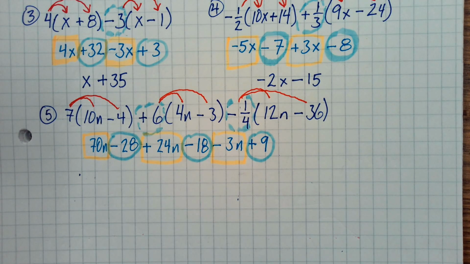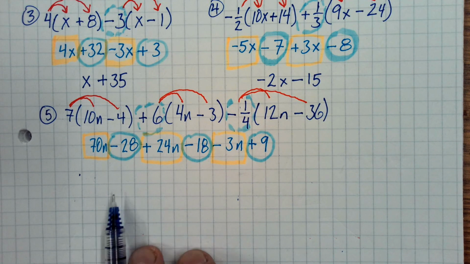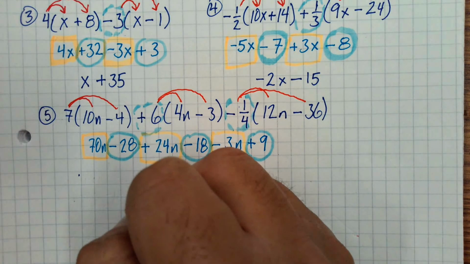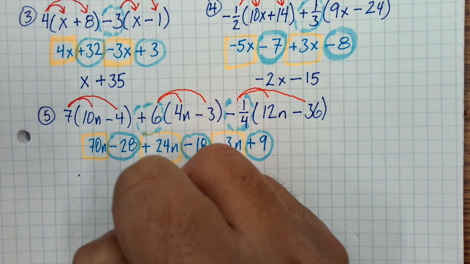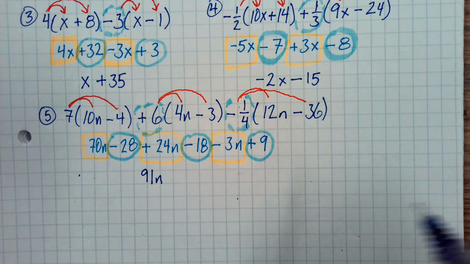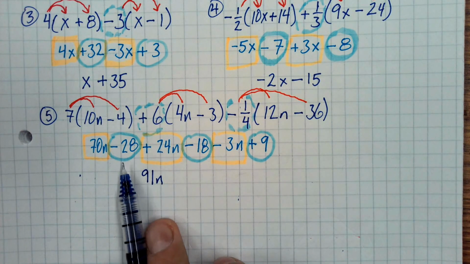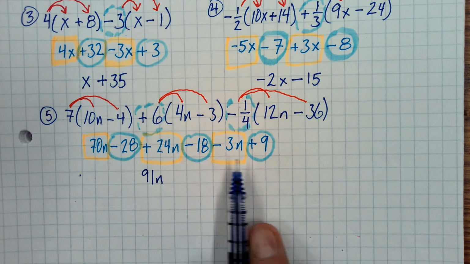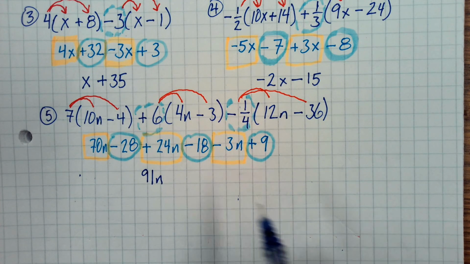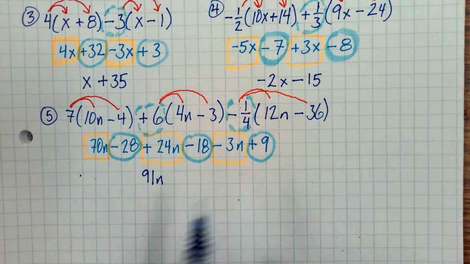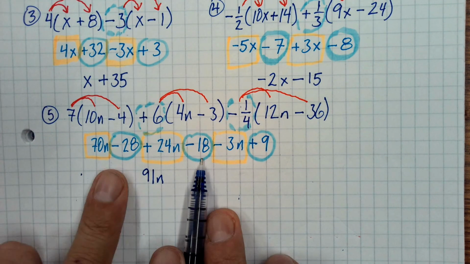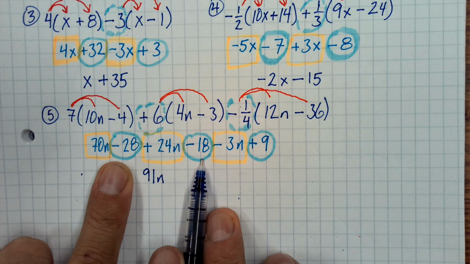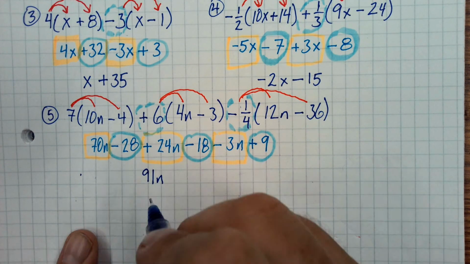And so I group those. Let's see what we get. 91n, and then minus 22. And then we've got negative 28, negative 18, and positive 9. Oh, 18. Okay. Remember, we've got to add these two negatives. How much is that going to be? Negative 46. And then you add positive 9 to that.